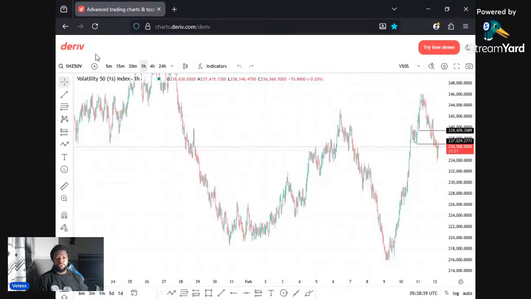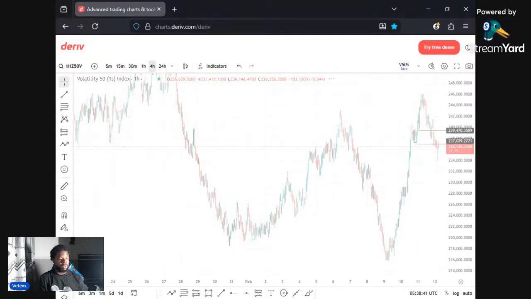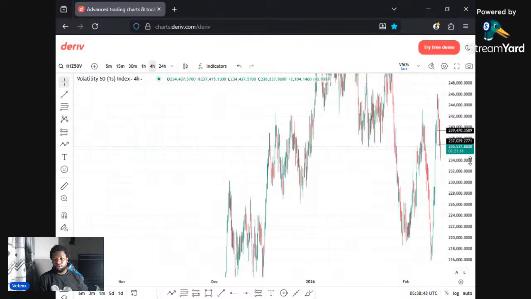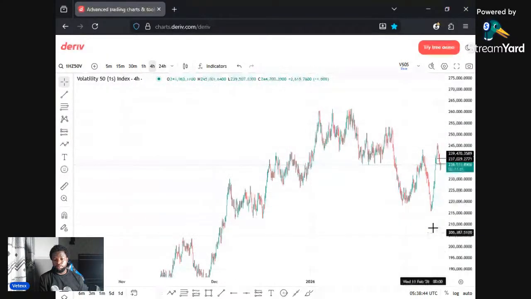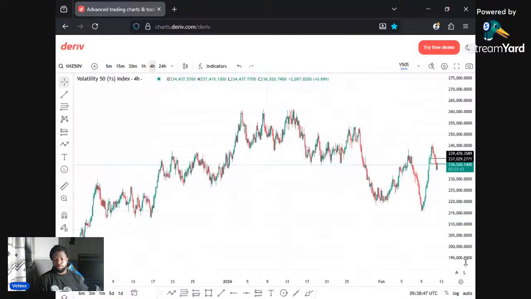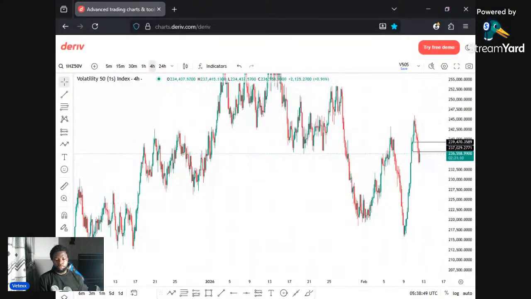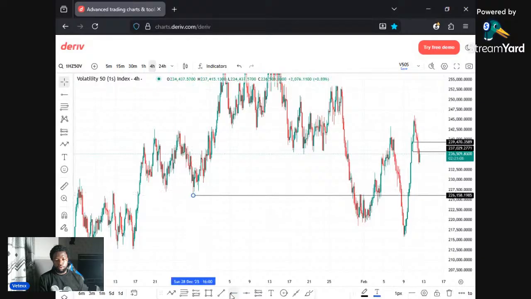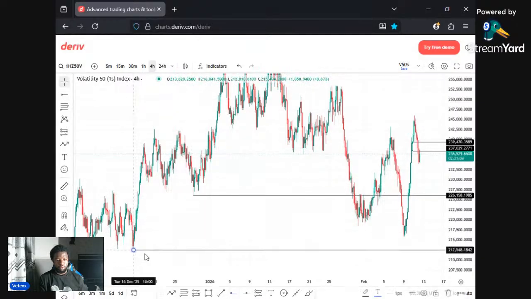V50 is bullish on the 24-hour, on the 4-hour time frame rather. It's bullish on the 24-hour time frame. You can see your price is coming from here. Let me mark it down. So I believe this market should be very easy now.